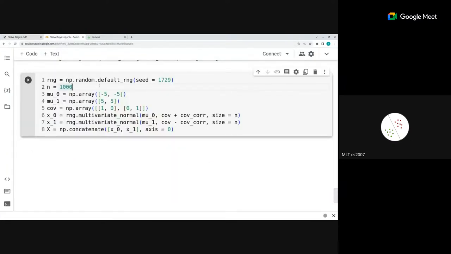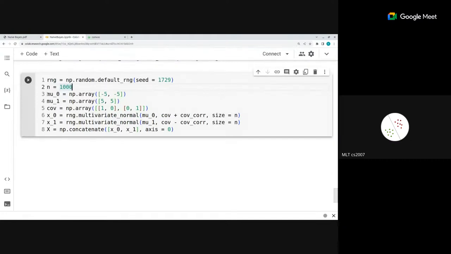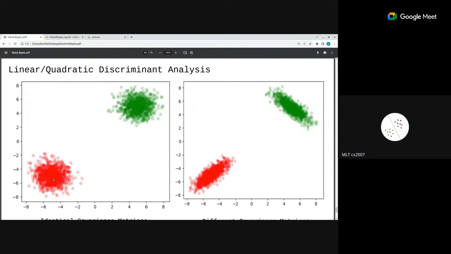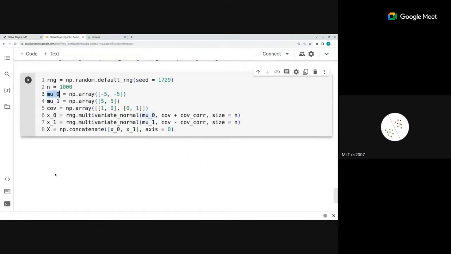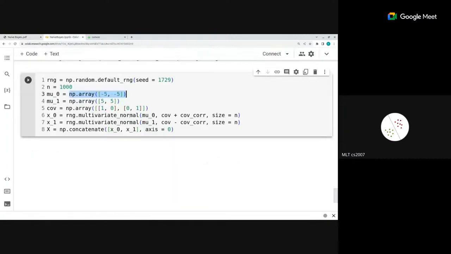I am trying to generate 1,000 data points from two classes, red class and green class. Now the mean of the red class, I call that mu zero. Mu zero is -5.5. That is where I have the mean of the red class. Now the mean of the green class is 5.5. So that is mu 1.